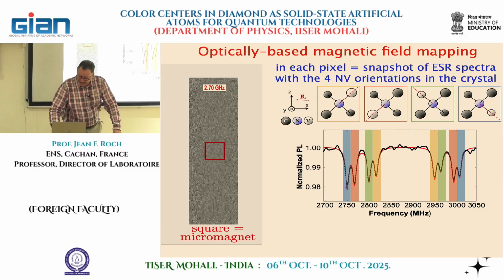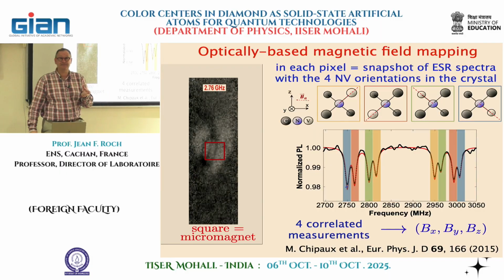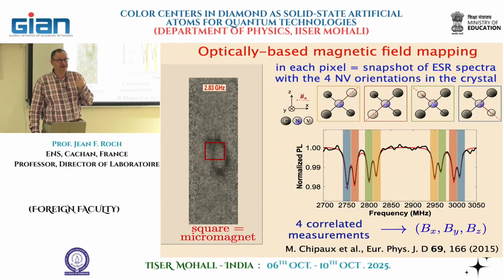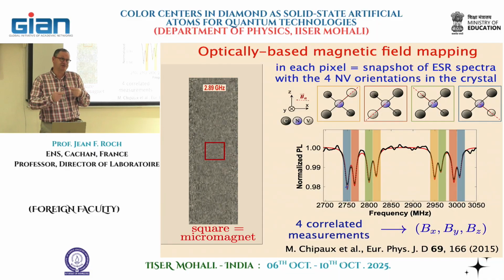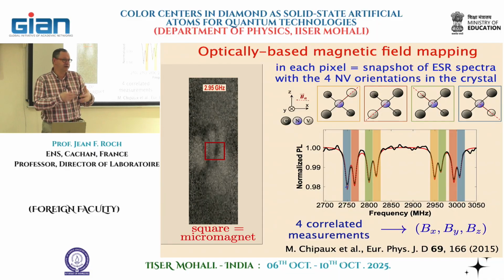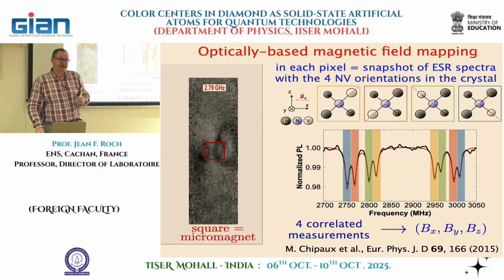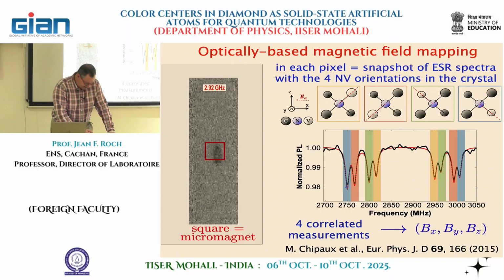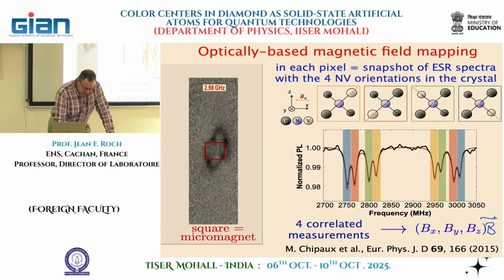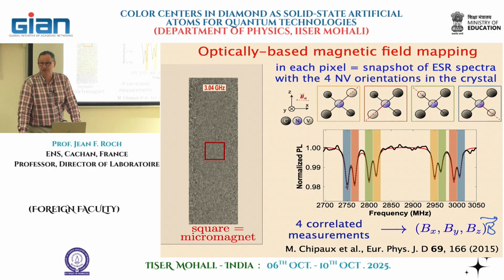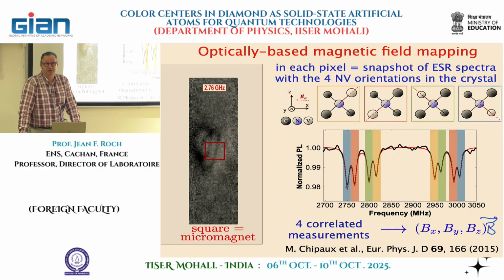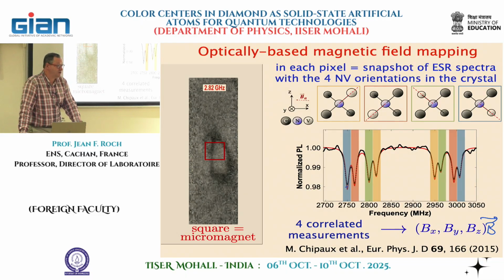From that, I can extract 4 correlated measurements of the vector B field. And provided I have some information to remove some degeneracy in the response of those families, I can retrieve the 3 components, Bx, By, Bz of B. So this system allows me to measure directly the 3 components of B. It's a vector magnetic field measurement, and this is very important. This will bring a lot of information, as I will try to discuss.